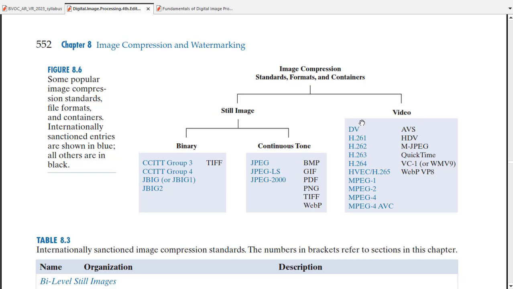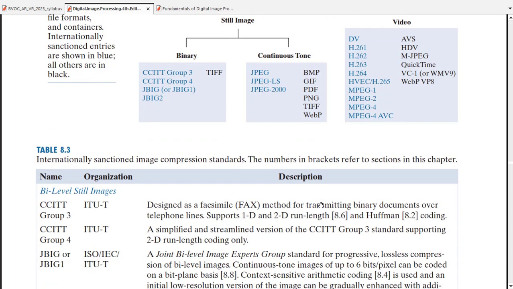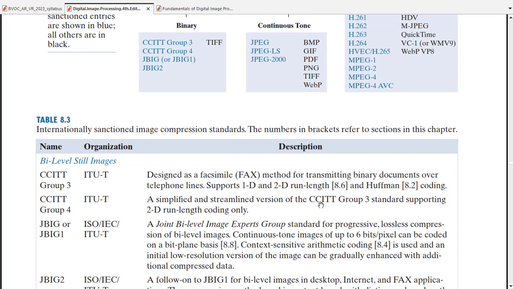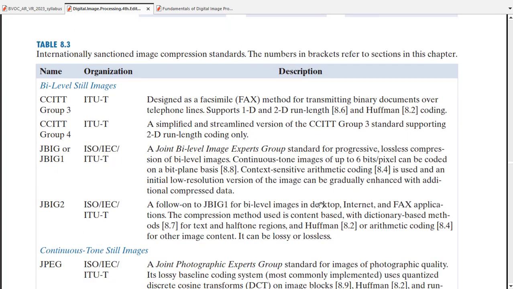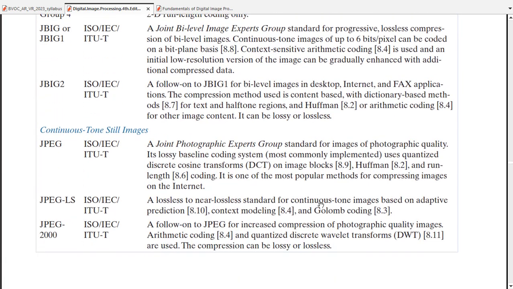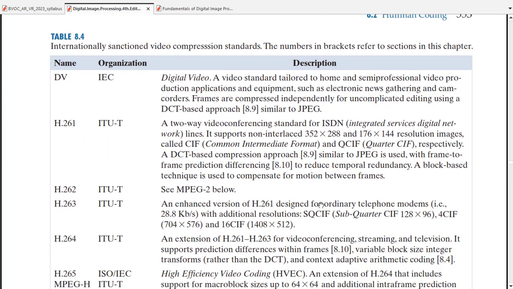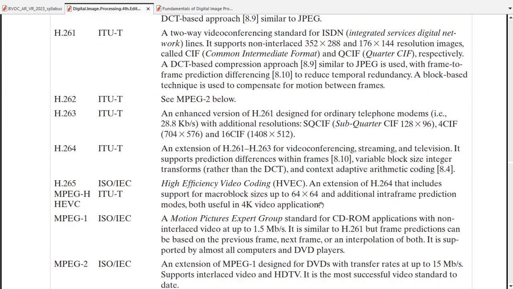This concept describes the different types of standards. So in this listing, bi-level and still images are of the continuous type. It lists the name and the organization, such as IEC.